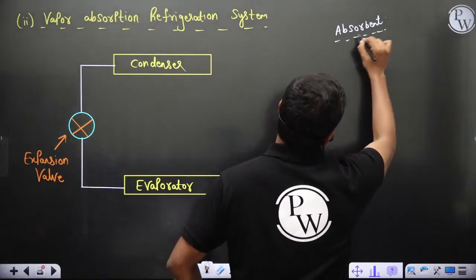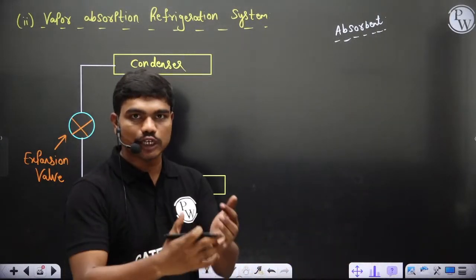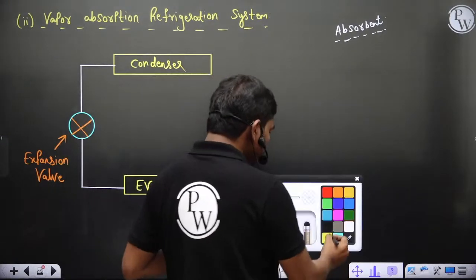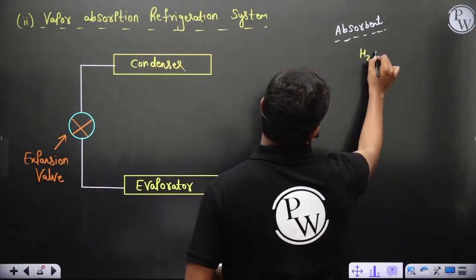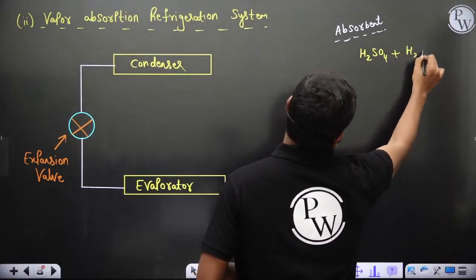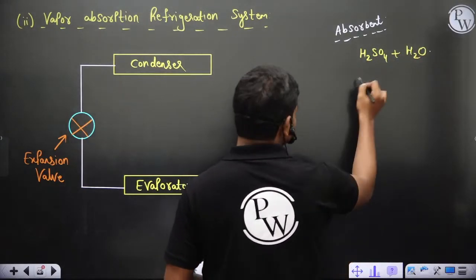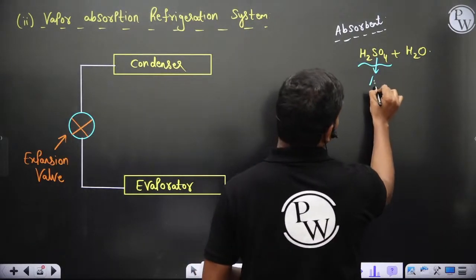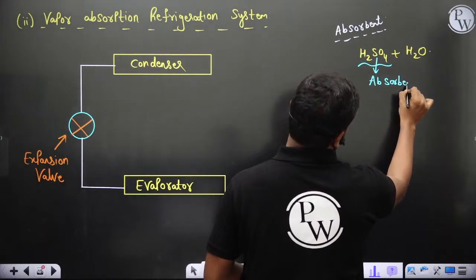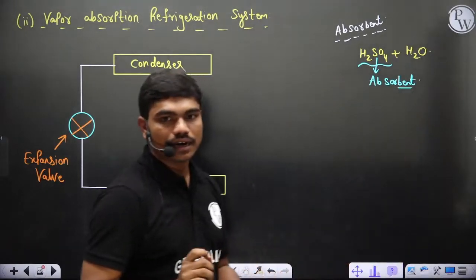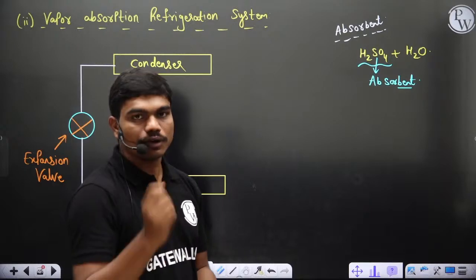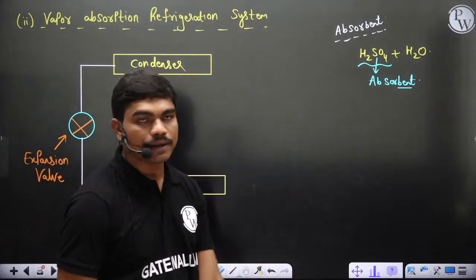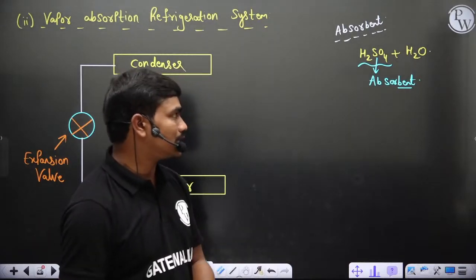This word is important. From your schooling, the thing which absorbs some other thing is called an absorbent. Now if you see certain combinations, H2SO4 plus water, this H2SO4 is having high affinity for water. Affinity is the ability to attract. So this is the absorbent in this case. Normally, H2SO4 has a high chemical affinity to attract water molecules, so in H2SO4 plus H2O, it is the absorbent.